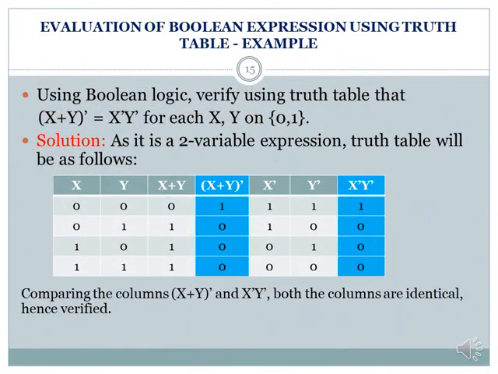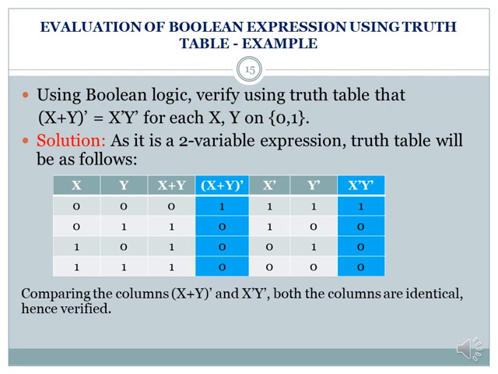So next is how to evaluate a Boolean expression using a truth table. For the given expression, we need to prove that LHS equals RHS. First, what are the variables we have in this expression? We have only 2 variables, x and y. So the possible combinations of inputs for this truth table is 2 to the power 2, which gives 4. So there are 4 possible combinations of inputs.